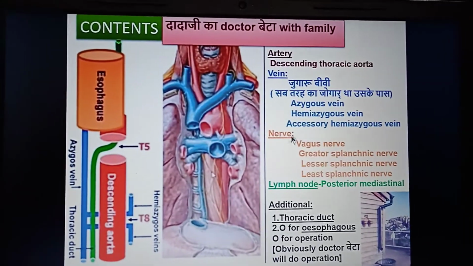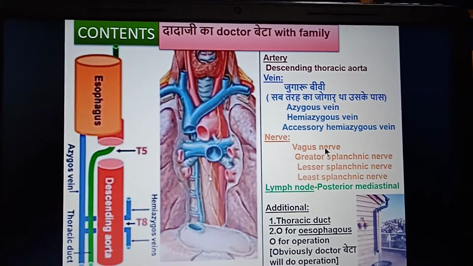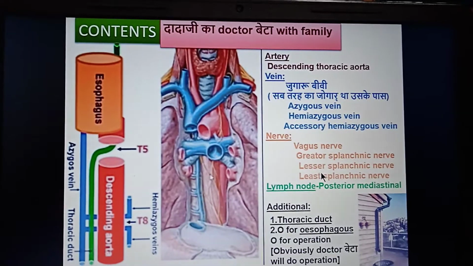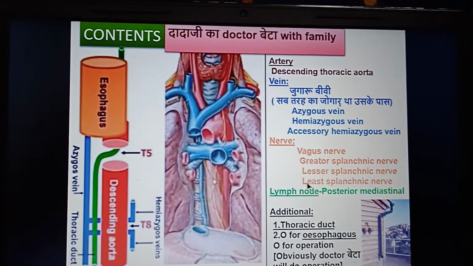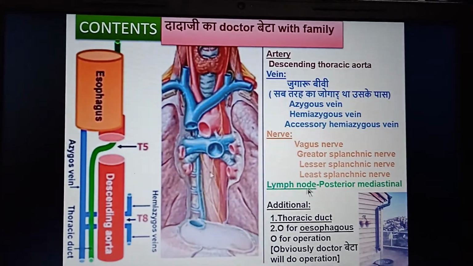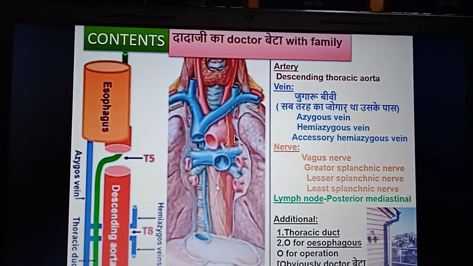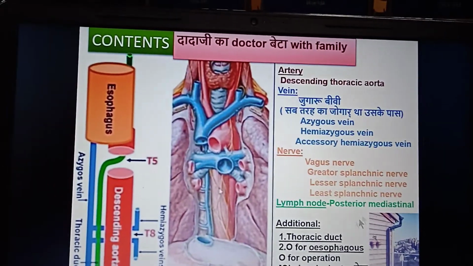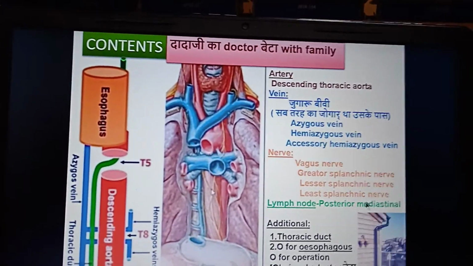So his children is vagabond, so vagus nerve. And three sisters, S for sister and S for splanchnic nerve, greater, lesser and least splanchnic nerve. And about the lock, as he is the doctor beta, how can I keep a simple lock? So prime quality lock, PM, prime, posterior mediastinal lymph node is there.